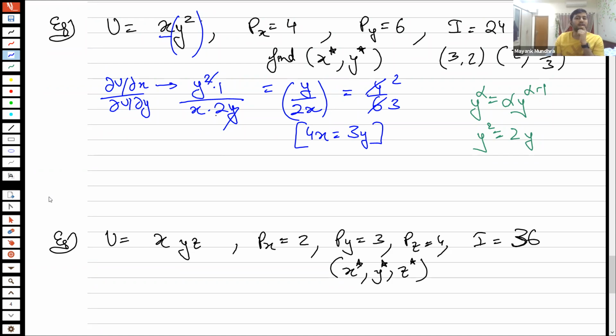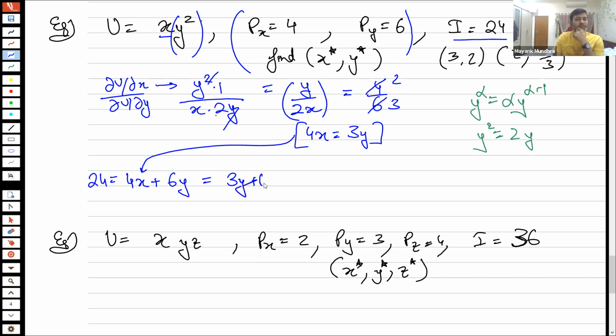The next is the budget line equation. So for the budget line, you just substitute x and y into this Px and Py and equate it to I. So what I get is 24 equals 4 times x plus 6 times y. Now 4 times x is nothing but 3 times y, so I can make that substitution. So this is 3y plus 6y, which equals 9y. So 9y equals 24, which implies y should be equal to 24/9, which is 8/3.